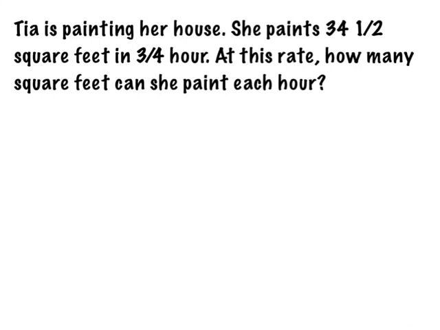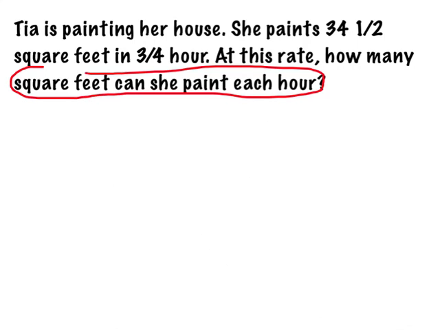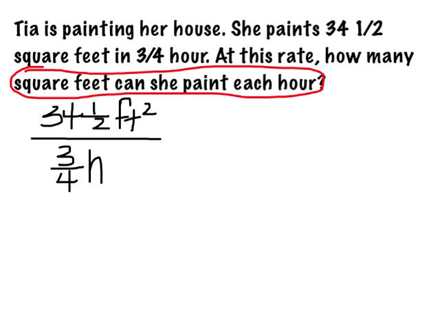Let's look at this last example. Tia is painting her house. She paints 34.5 square feet in 3/4 of an hour. At this rate, how many square feet can she paint each hour? We need to write a ratio that compares the number of square feet to hours. So our ratio is 34.5 square feet over 3/4 of an hour. And we're going to write that complex fraction as a division problem.